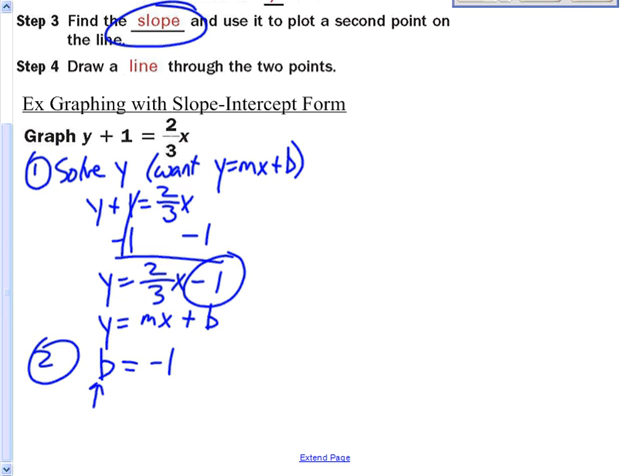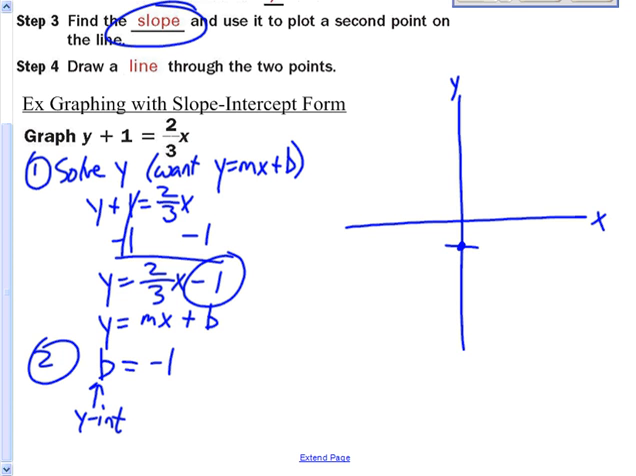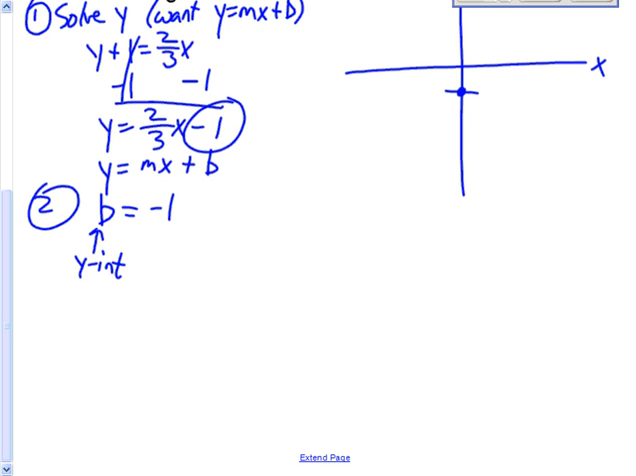That's my y-intercept. You go ahead and put that on your xy coordinate system, your Cartesian coordinate system here. Your y-intercept, where it crosses the y-axis, is at negative 1. All right. Step 3 now is identify our slope.